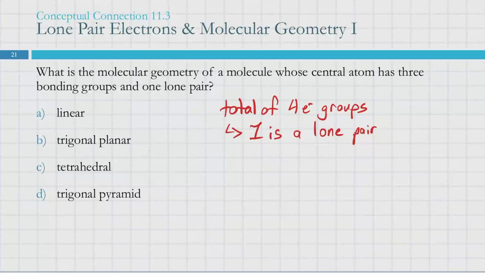What's our shape for 4 electron groups? Our shape for 4 groups is tetrahedral, but then we get rid of one of those groups. Imagine, poof, get rid of one of those groups. You don't have to imagine because you've got me. So we hit our tetrahedral shape. We get rid of one of those groups. Now what's our shape?